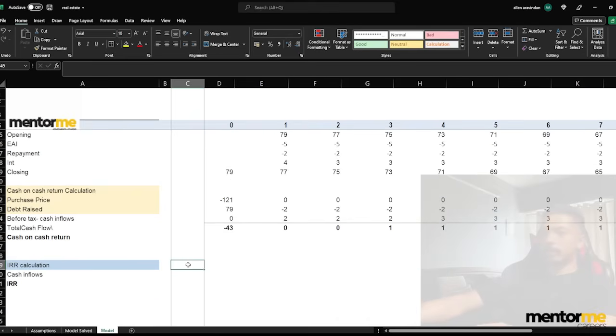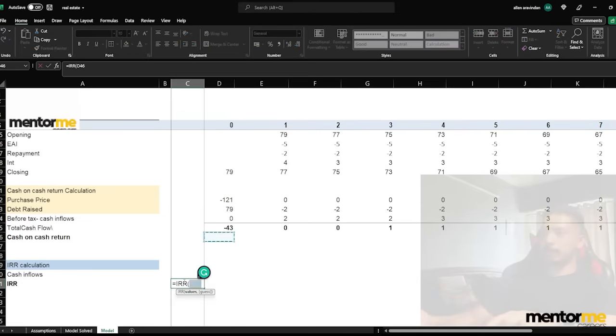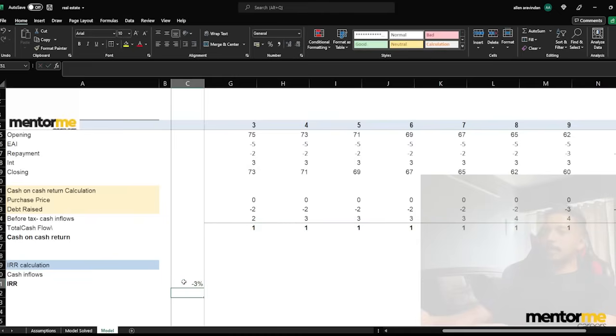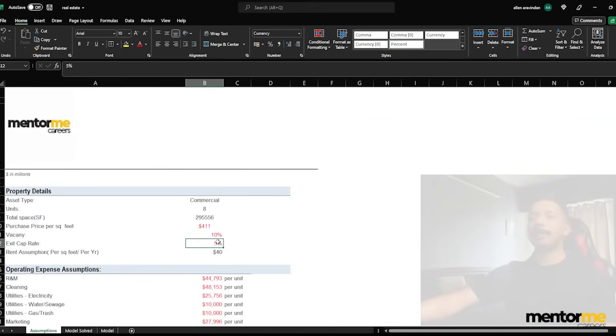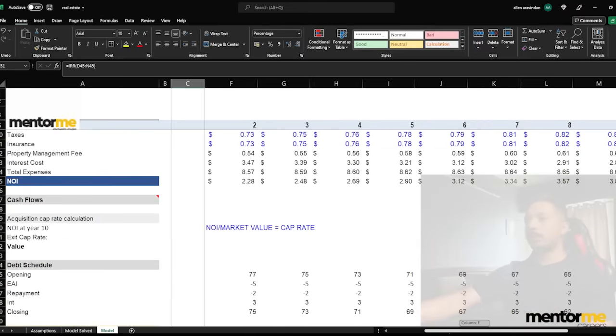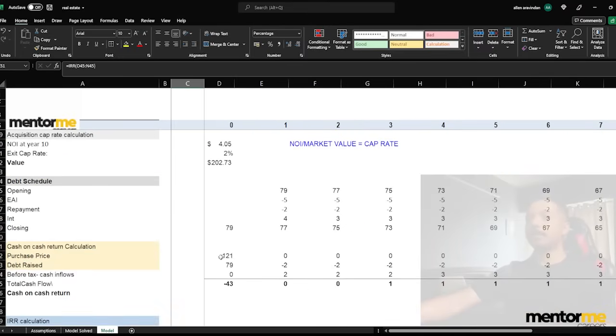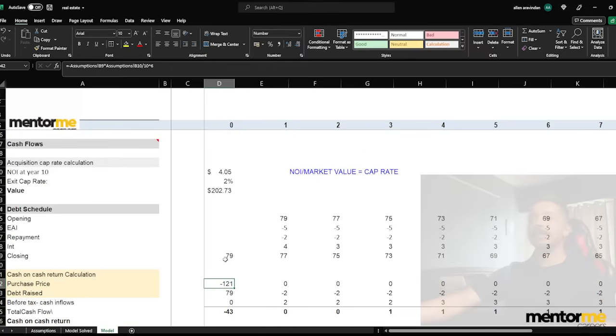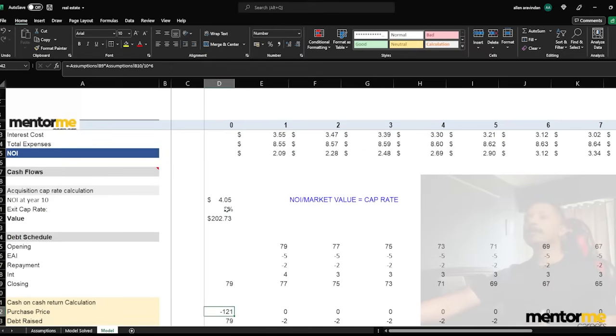Now, the most important calculation that we want to do is calculate the IRR, the internal rate of return. Select the cash flows, and of course it gives us a negative 3% return. The reason is that we have assumed a very high exit cap rate of about 5%. If you change this to 2% and see what happens, you will realize that the returns will increase, which is logical, because you bought the property at about 121. Of course you're not going to sell it at 83. So my exit cap rate now I've assumed at 2%.